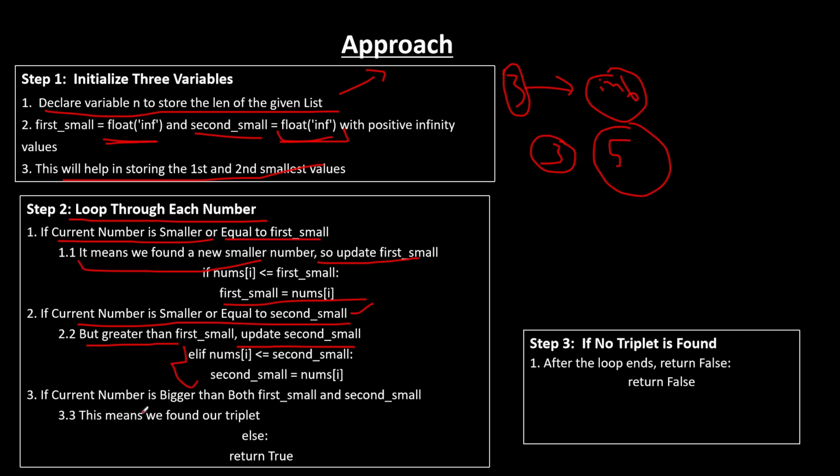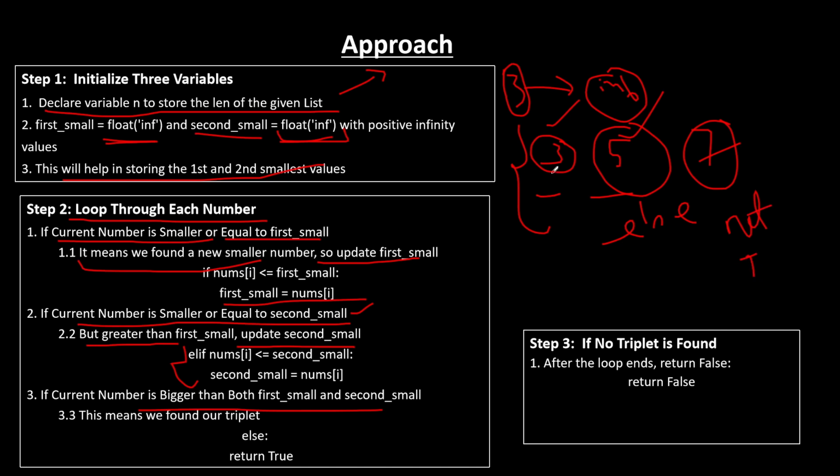Now, if the current number is bigger than both first and second small, right? As I said, if we have got 3 and 5, and our condition is getting satisfied, we keep continuing again and again. And as soon as we touch a value in the array which is greater than this also, let it be 7, as soon as we come in this else case, we will return true.